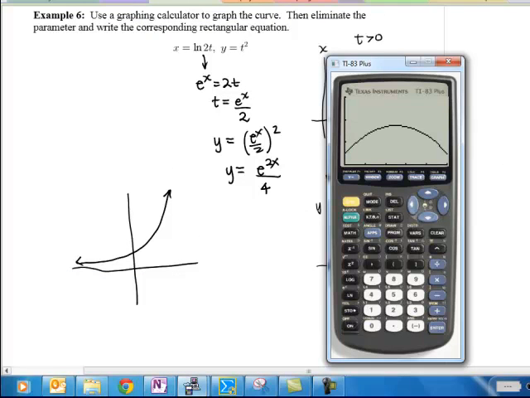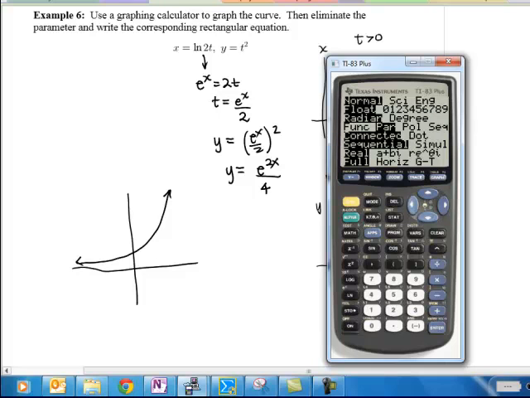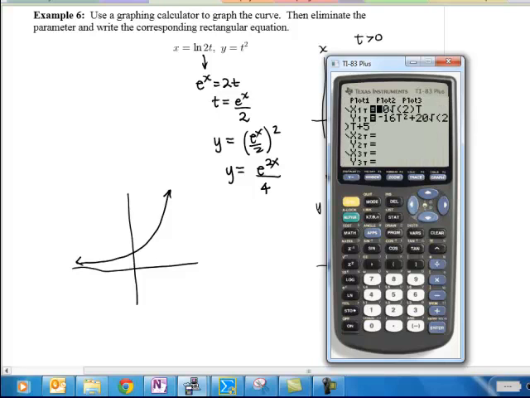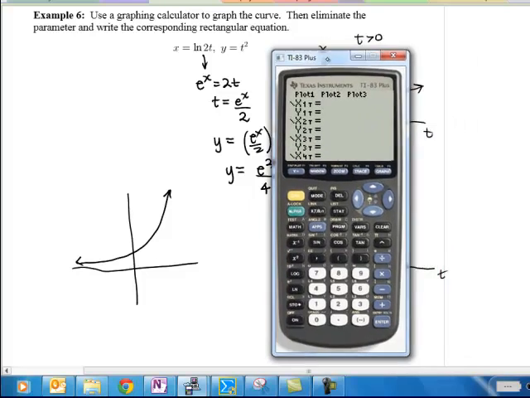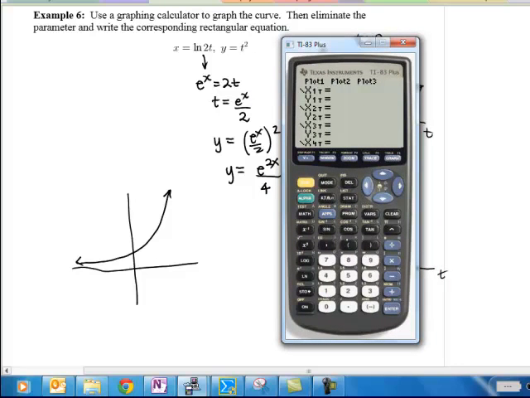So remember to switch your calculator to parametric mode if it's not already there. Mine is already there. Then when you go to y equals, you'll have these sets of equations come up. We can enter them in pairs. So we want natural log of t for x, and natural log of 2t, and we want t squared for y.